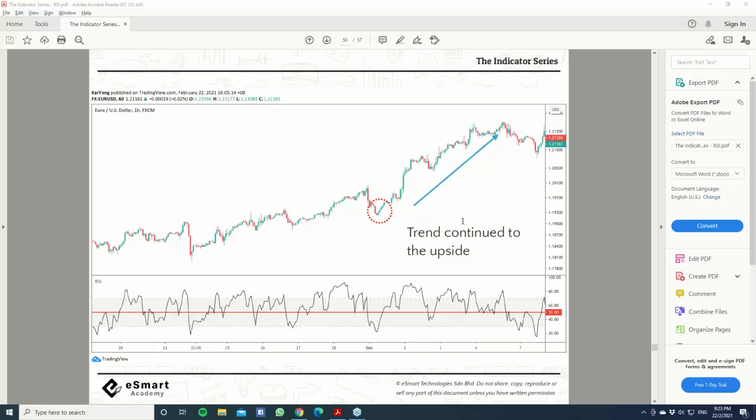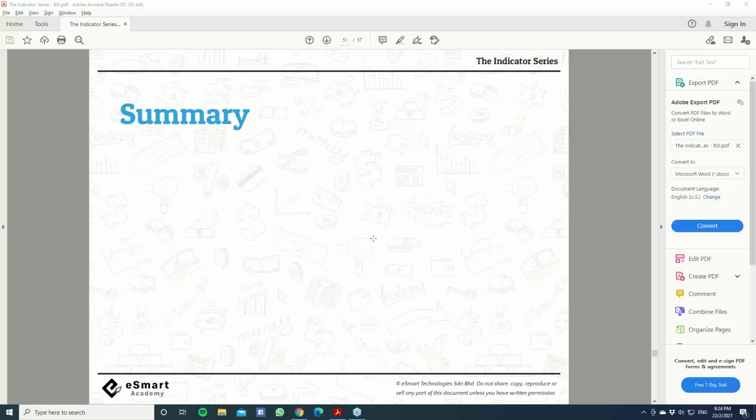Okay, so again, I understand that hidden divergence is not that easy. Later, when we go into a live chart, I will see if there is any example, and then show it to you, and you'll be able to identify them as well. Okay, but before we go into a live chart, I just wanted to do a very quick summary.